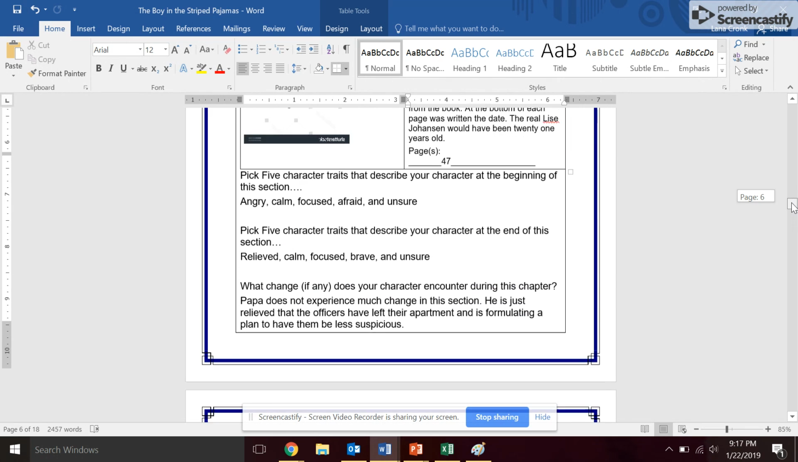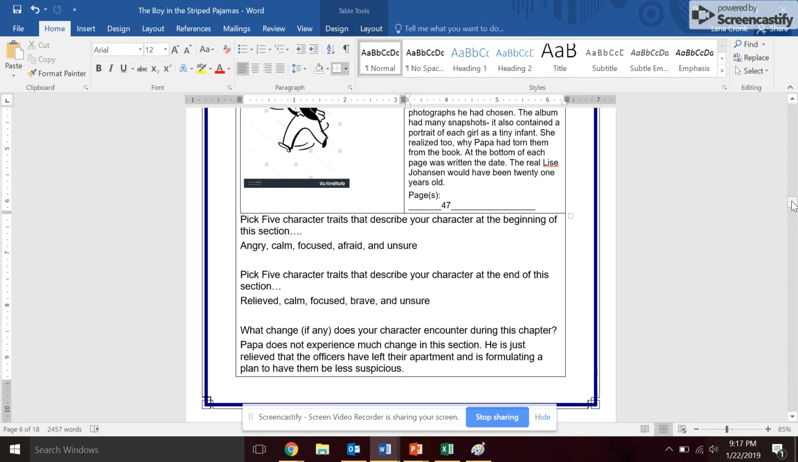All right, and then my down below box asked me to find some character traits about my character at the beginning of this section and at the end of the section. Remember, if a character experiences a lot of change or starts to change throughout a story, that's called a dynamic character. In this case, Father is more of a static character. He doesn't change too much from the beginning of the section to the end.